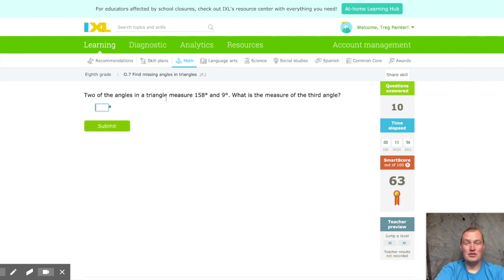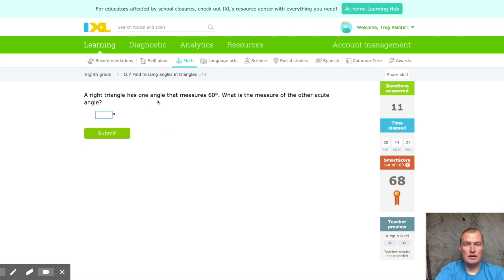All right, 2 of the angles in a triangle measure. Okay, now we're back down a little bit, so I just got to do 180 minus 158 minus 9. So 180 minus, I just want to make sure I put it in correctly, minus 9. Takes me to 13. 13 there.